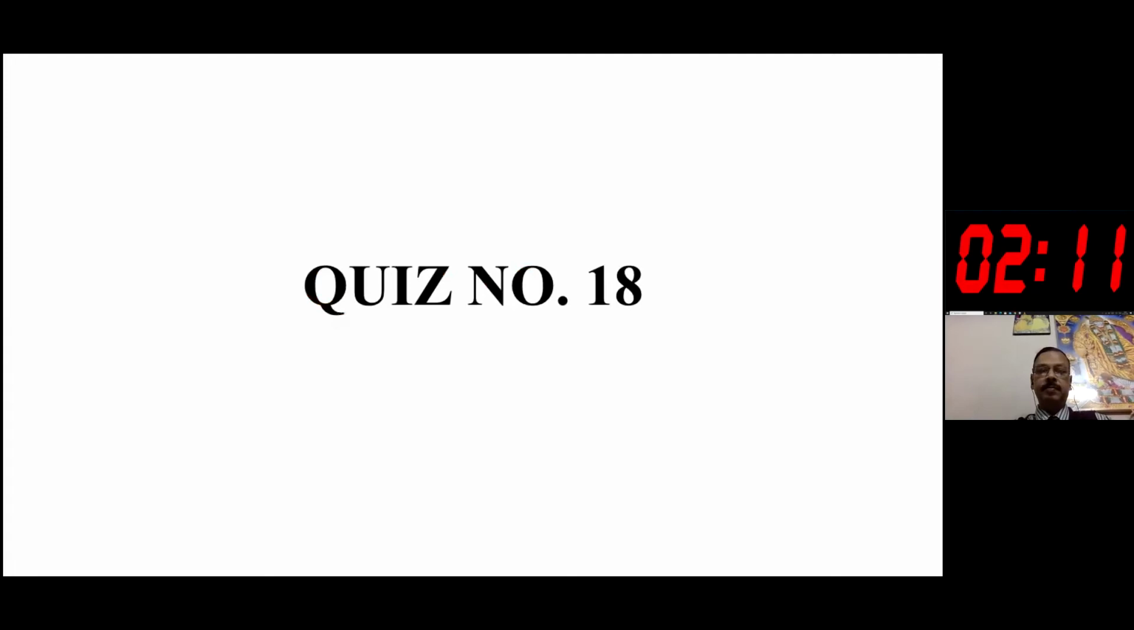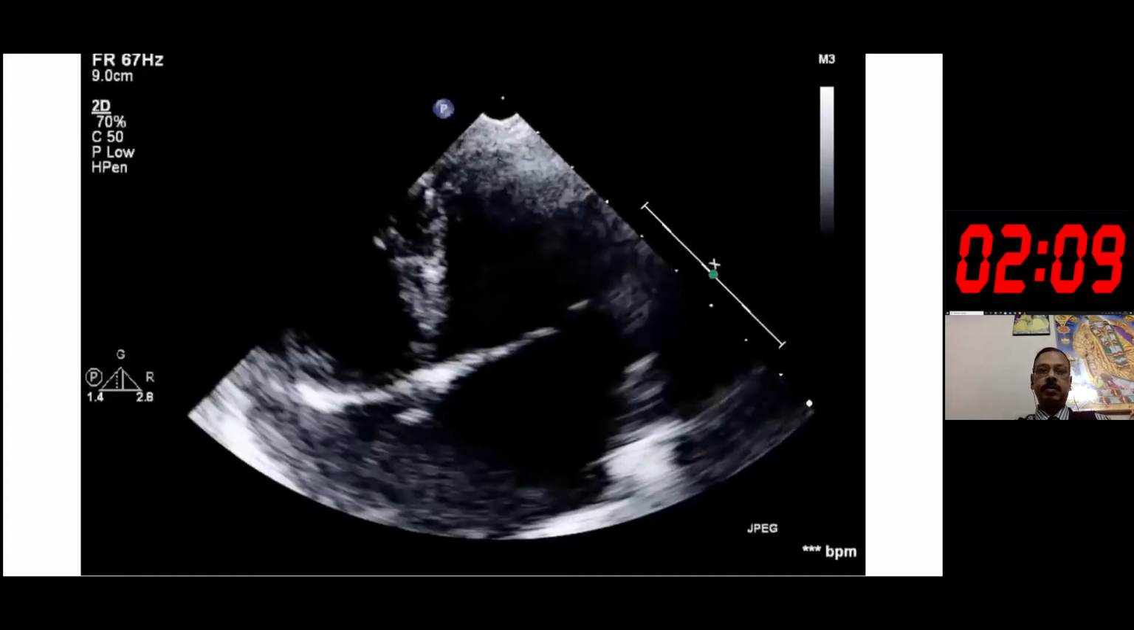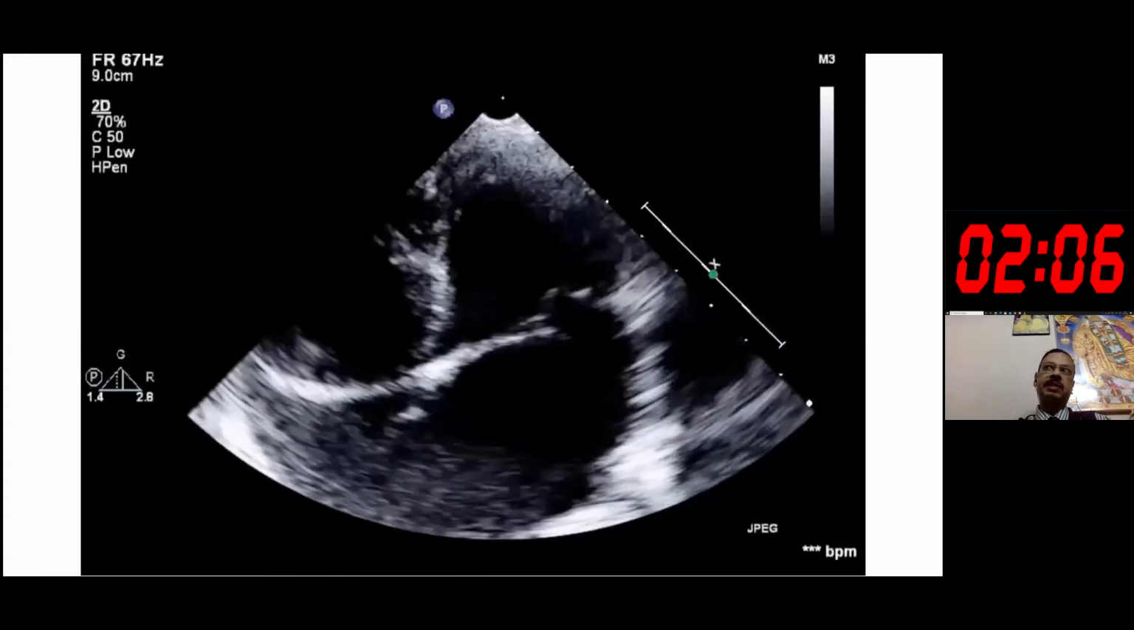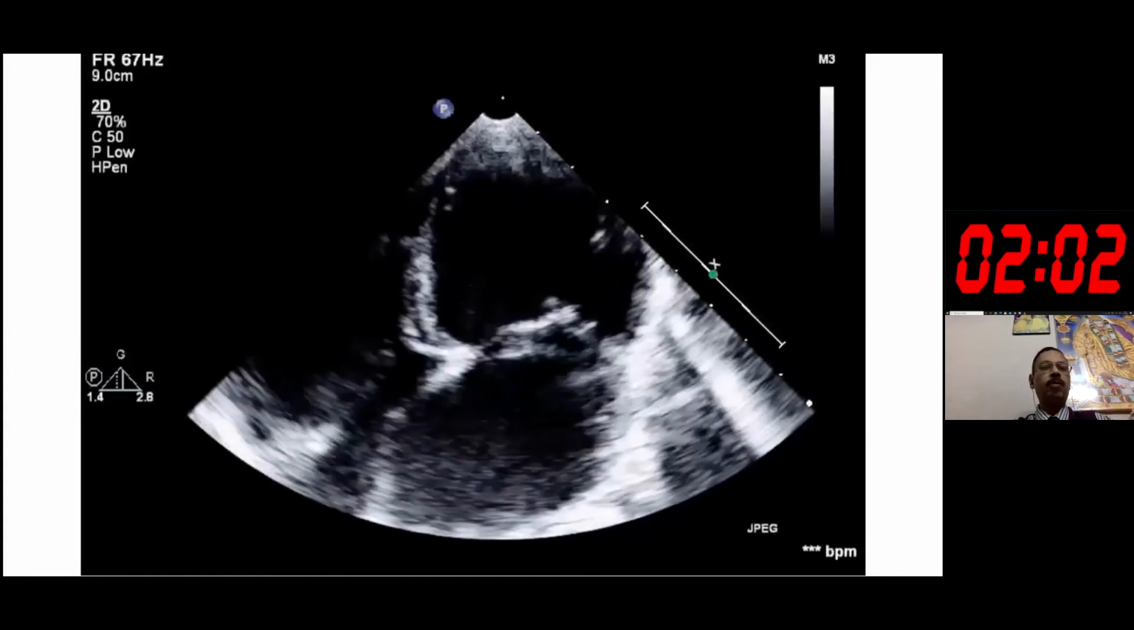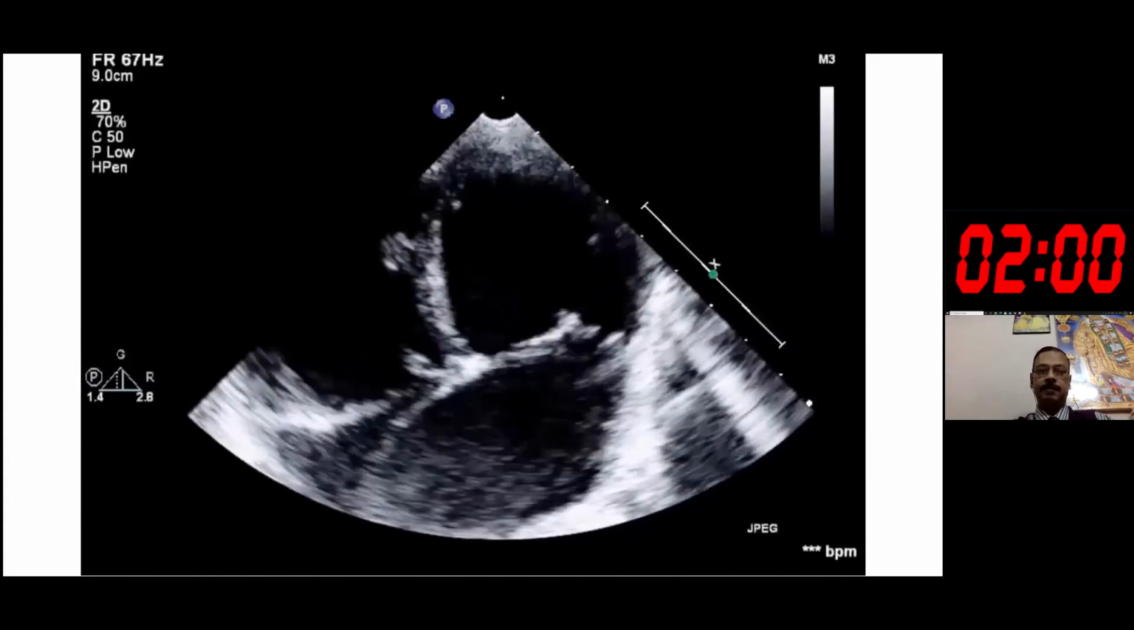Quiz number 18. Here are multiple clips. You can see four to five clips. You can see all the clips, and then form your diagnosis and give the options.